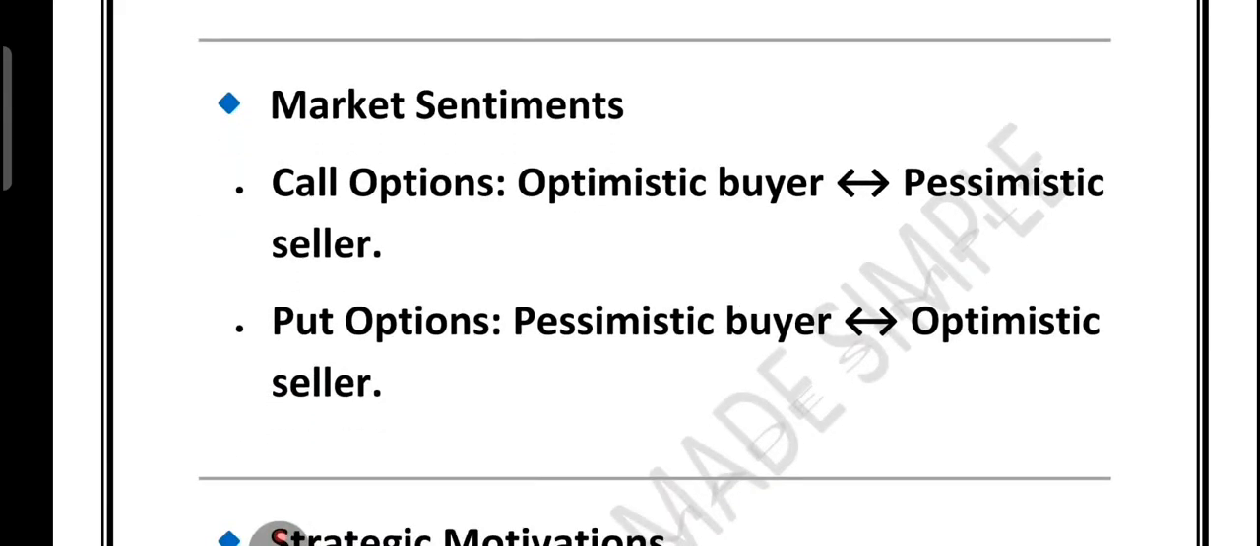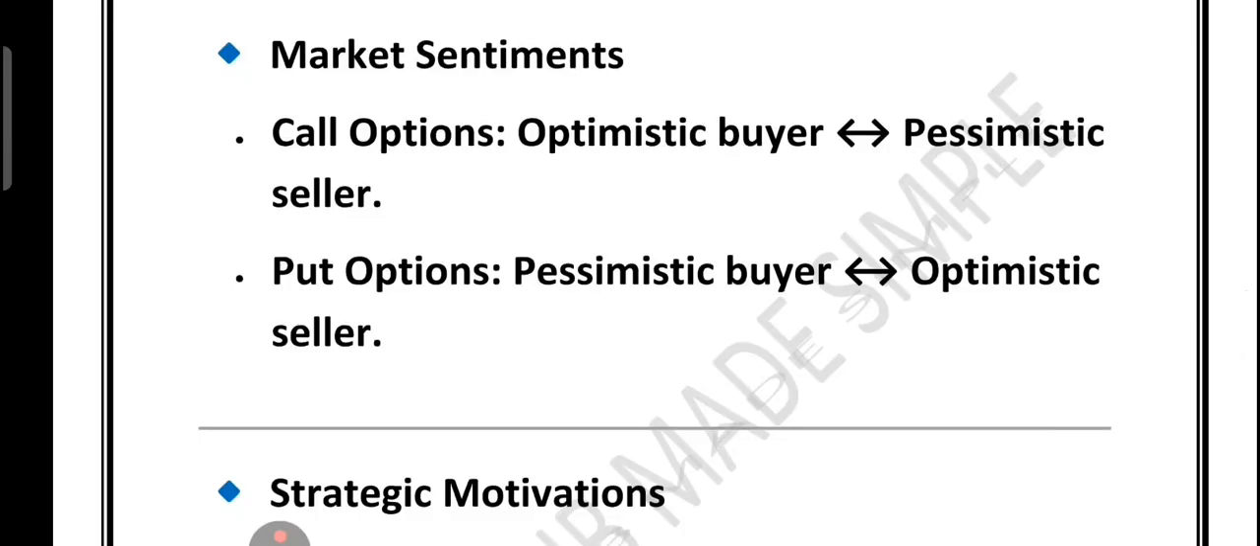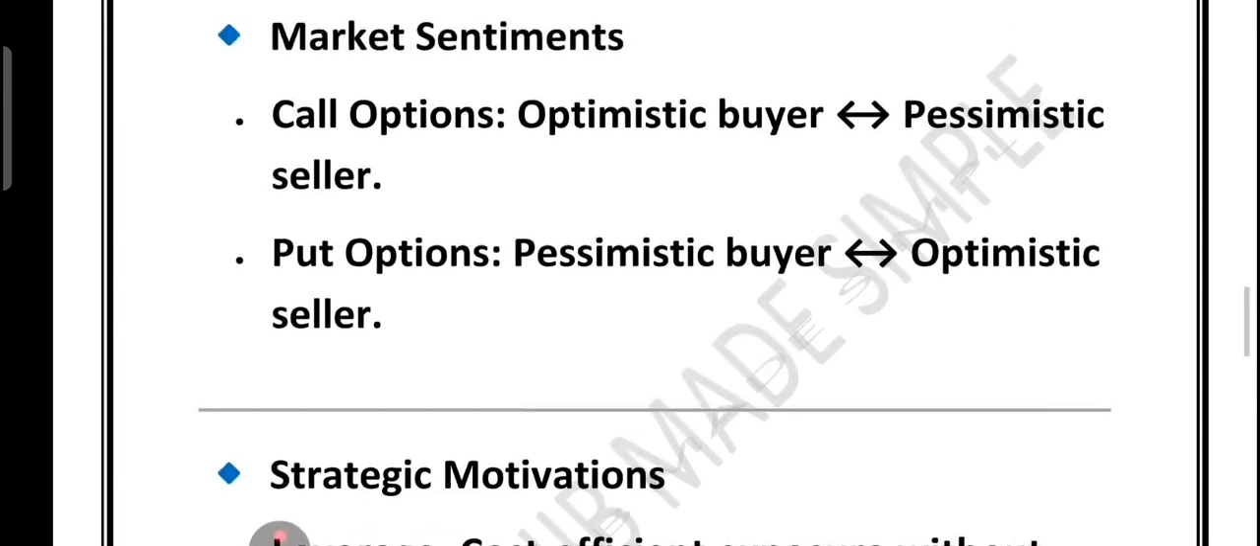Market sentiments: options reflect market mood. A call option is where the buyer expects the price to rise, an optimistic market, and the seller expects the price to fall, a pessimistic market, right? And a put option is where the buyer expects the price to fall, a pessimistic market, and the seller expects the price to rise, an optimistic market. So remember, call is optimistic for the buyer, pessimistic for the seller. Put means pessimistic buyer, optimistic seller.